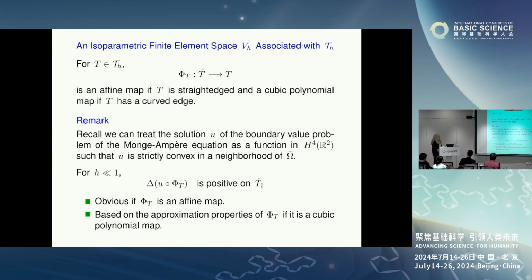Now recall, we can treat the solution u of the boundary value problem of the Monge-Ampere equation as a function that's globally H4, such that u is strictly convex in a domain of omega closure. Now for h sufficiently small, the Laplacian of the pullback of u is positive on the larger triangle T hat dagger. This is obvious if phi T is an affine map, and it's based on the approximation properties of phi T if it's a cubic polynomial map.